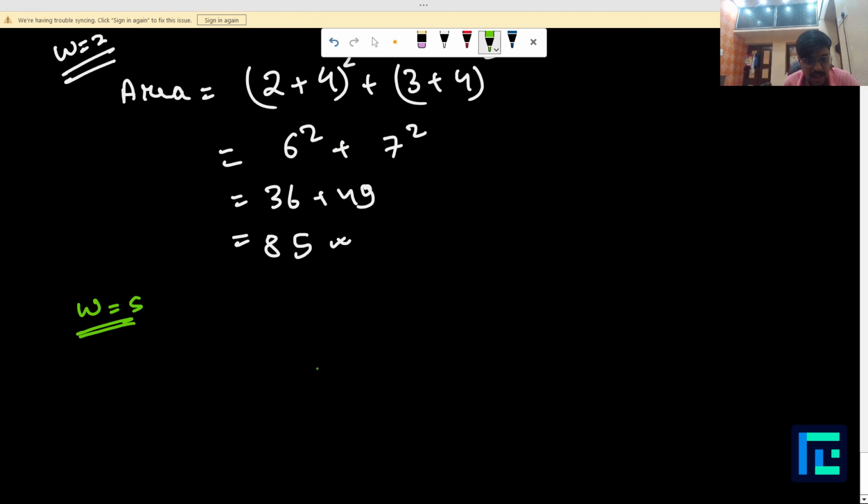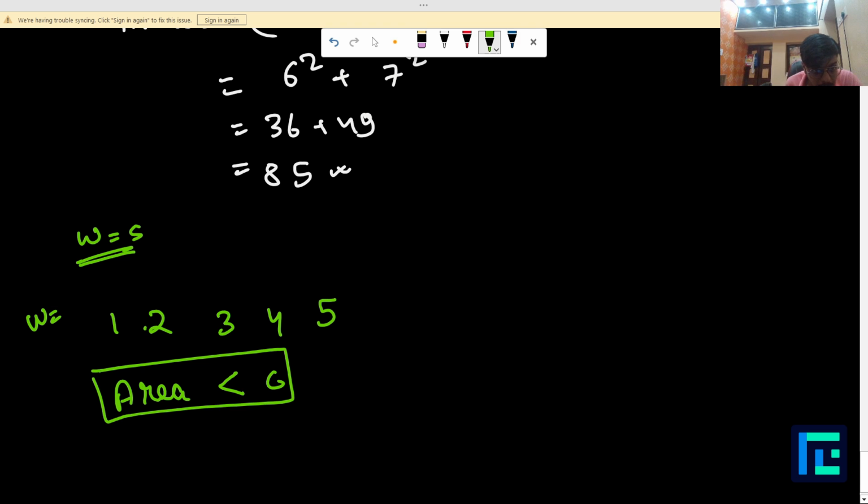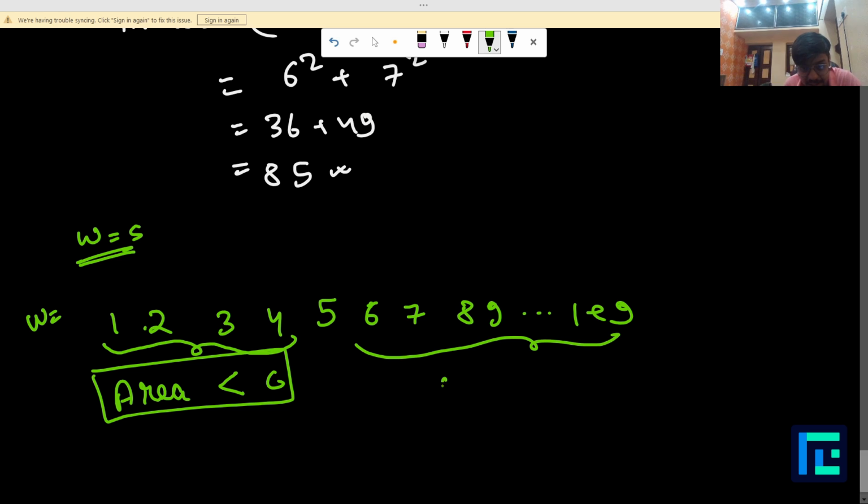So do you agree that if my final value of W is 5, for which the area computed becomes C, then for W equal to 1, 2, 3, 4, the area that I will get will be lesser than C? And for all values of W greater than 5, that is 6, 7, 8, 9 up till 1e9, the area that I will get will be greater than C.